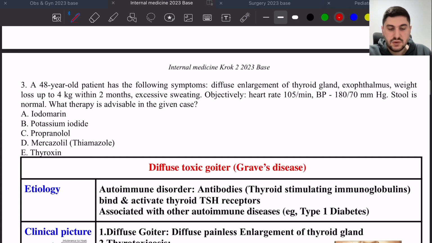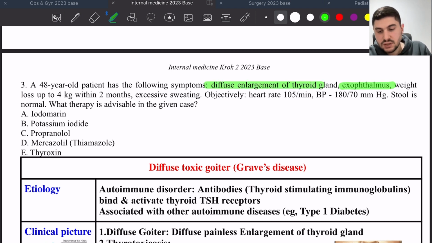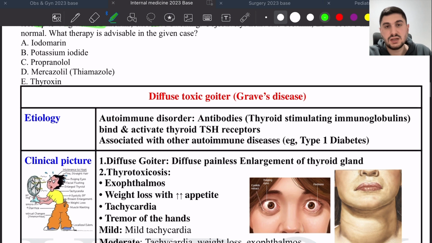Next, we have a patient with the following symptoms. He has diffuse enlargement of the thyroid gland, exophthalmos, weight loss up to 4 kilos within 2 months, and excessive sweating. Heart rate is 105 per minute. Stool is normal, but therapy is advisable in this case.